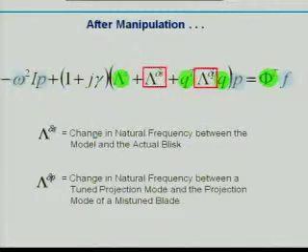In particular, the second term, which is the change in natural frequency between the tuned projection mode and the projection mode of a mistuned blade, is what I focused on. A mode is essentially the way the blade vibrates.